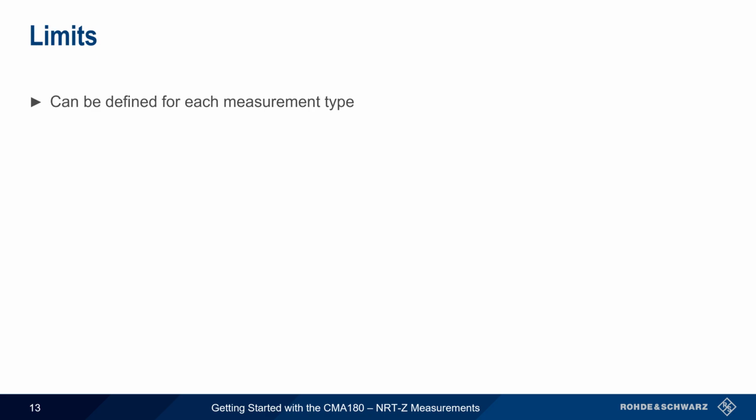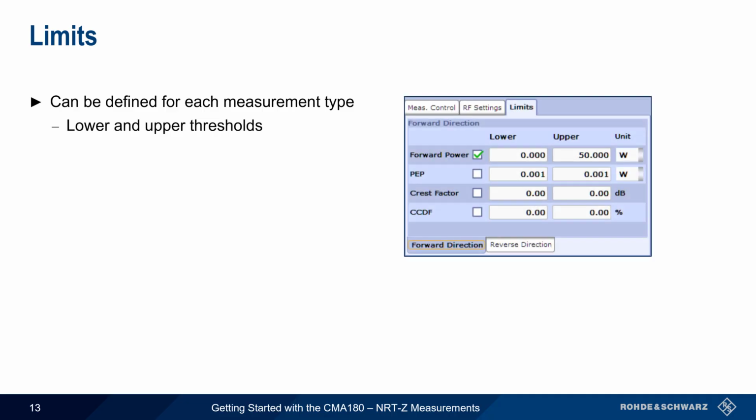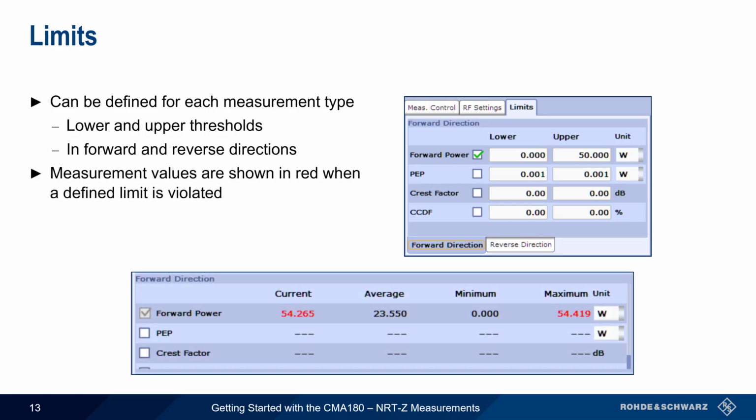The last tab is Limits, which can be defined for each measurement type as upper and lower thresholds in both the forward and reverse directions. If any measured value exceeds one of these defined limits, this value will be displayed in red. For example, here we've defined a limit of 50 watts for forward power, and the current measurement is displayed in red since the measured value exceeds this limit of 50 watts.